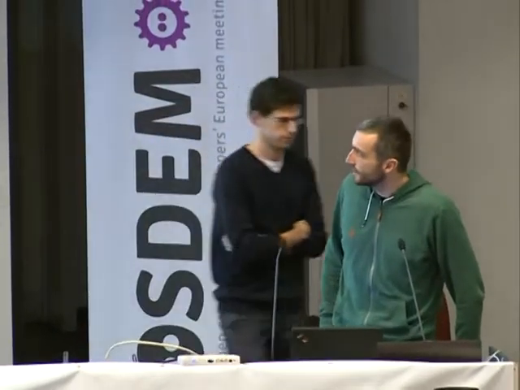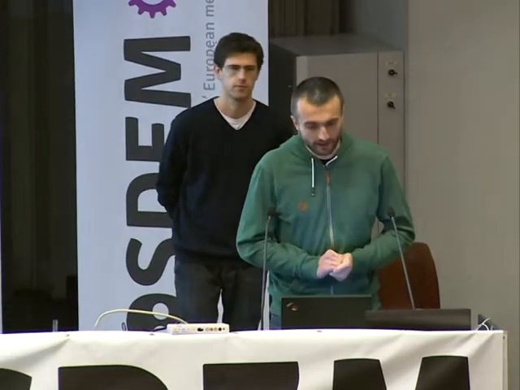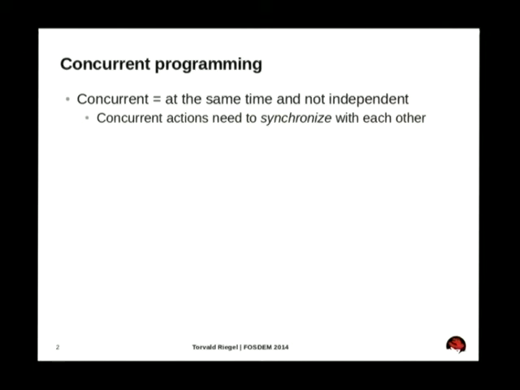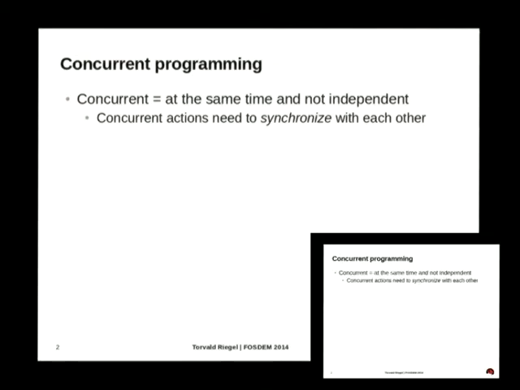So before I get to the beef, let's set the scene. This talk is about concurrent programming, and concurrent means that things happen at the same time, but they're not independent. This is slightly different to parallel programming, where things also happen at the same time, but they're usually independent, like parallel lines. When you have concurrent actions but one conceptual program state, you need to make sure that the concurrent actions synchronize, so that you can make sense out of your state transitions.